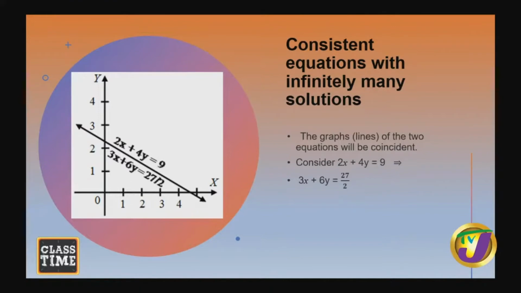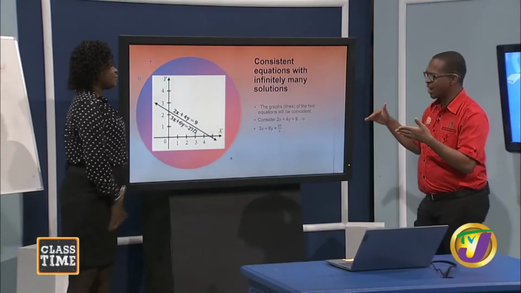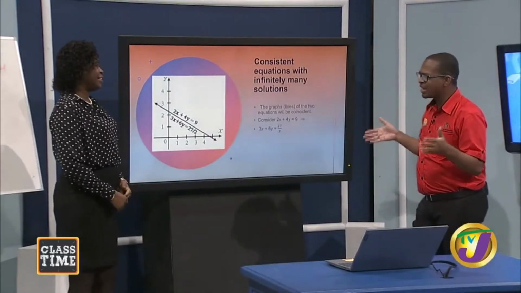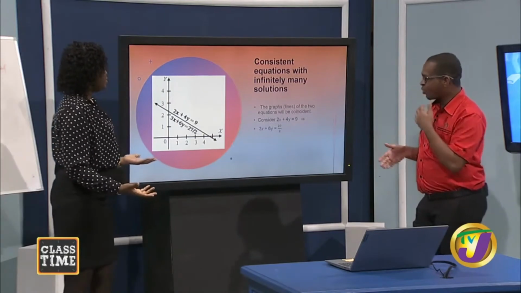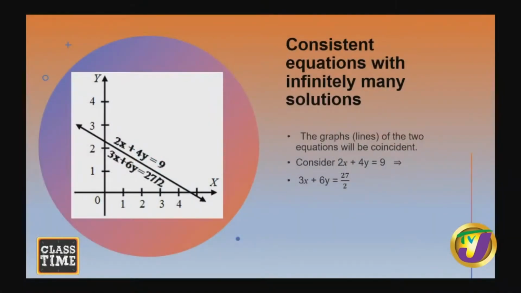But Nikisha, if all the points on the two lines are the same, aren't they basically the same line? Exactly. So these two equations are actually different ways of expressing the same equation. So it means, as we said, infinitely many solutions.